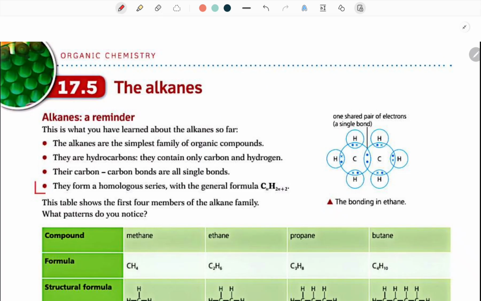Now, what exactly do you have to know about the alkanes? Whatsoever I will explain right now is exactly what you should know, and that's all. You don't need to add more.